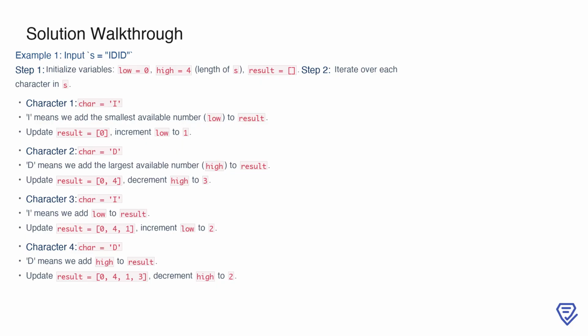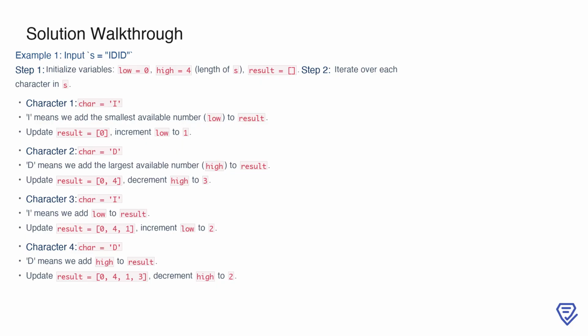Next, for the second character, char equals D, which stands for decrease, we add the largest available number, high, to result. This updates the array to 0, 4, and we decrement high to 3. Moving on to the third character, char equals I, we again add the current value of low to result, updating it to 0, 4, 1, and increment low to 2.